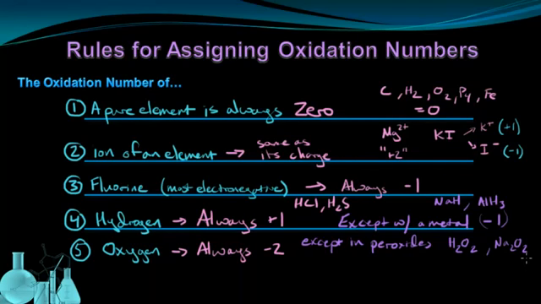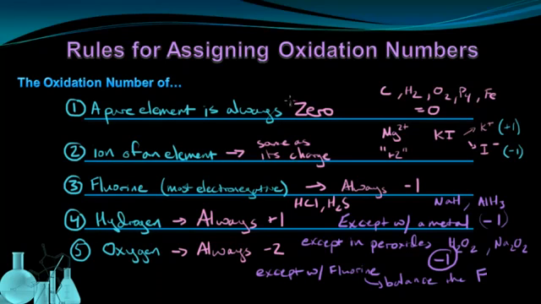Na2O2 is sodium peroxide. And in this case, it's -1. The second exception is when it's with fluorine. So there's no set number for this one, but we have to balance the fluorine. So these are our first 5 rules for assigning oxidation states.